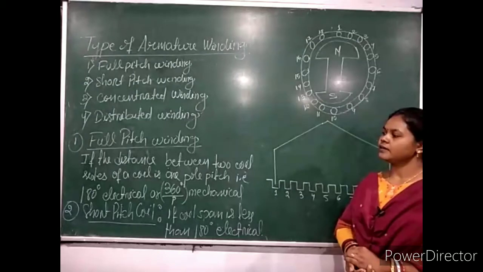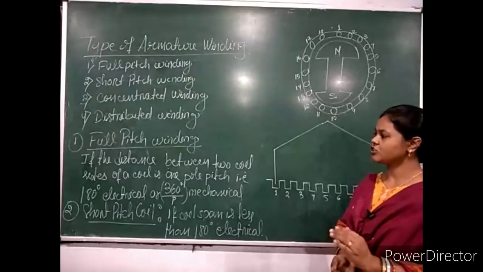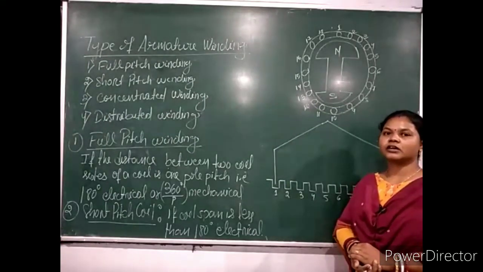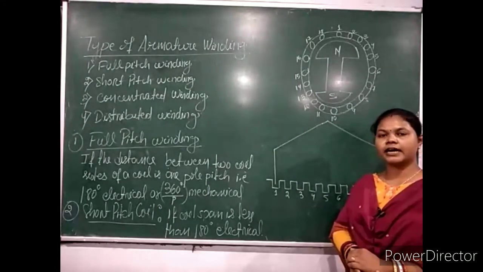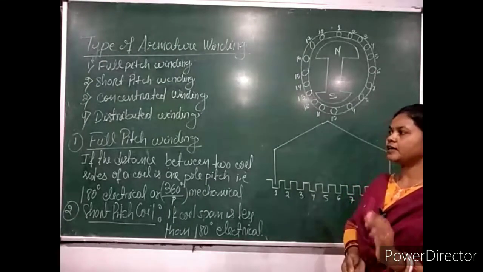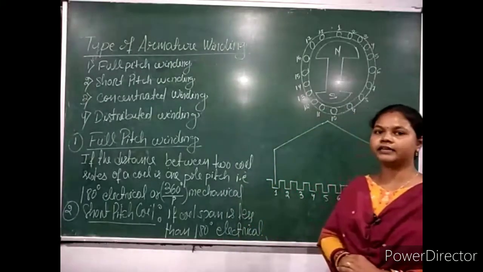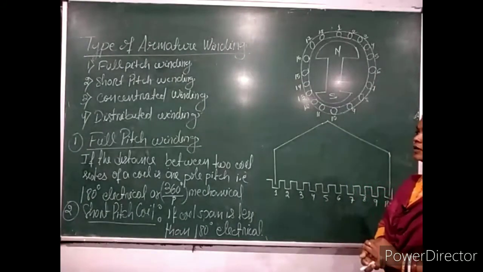In terminology, we already discussed what is coil side and what is pole pitch. So, I think that you are very clear on that terminology part, which is helpful for your better understanding of different types of armature winding and also for finding winding factors. Okay. So, what is full pitch winding?